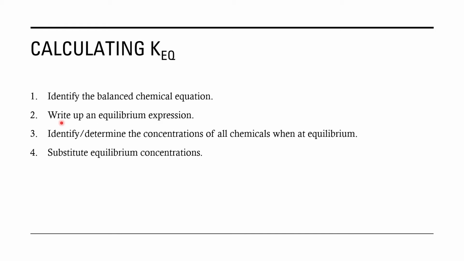What we then need to do is write up an equilibrium expression for that equation. We then need to either identify the concentrations of all of the chemicals that are in the equilibrium, so they would just be given to you. More likely though, you're going to be asked to determine the concentrations, and there's a few different ways that that can be done. That's part of the reason why I'll be showing you a few different practice questions that get you to solve the problem in slightly different ways. Once you know all the concentrations, you can substitute all of them into the equilibrium expression. You then plug it into your calculator and you end up with a Keq value at the end, an equilibrium constant. So let's get into these calculations.